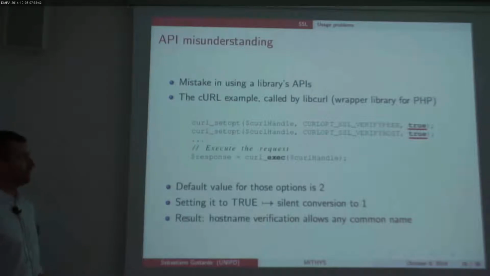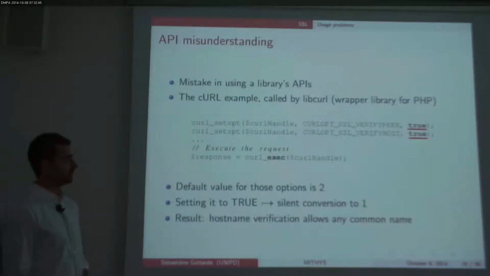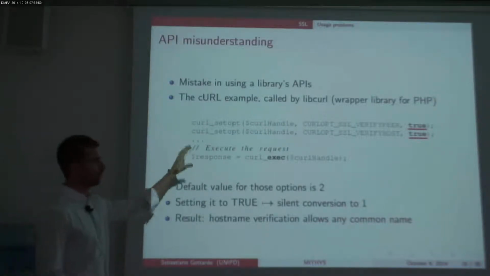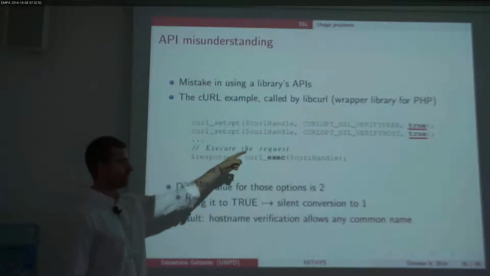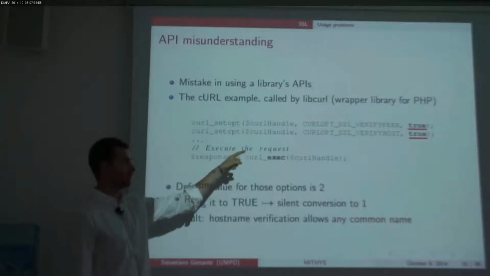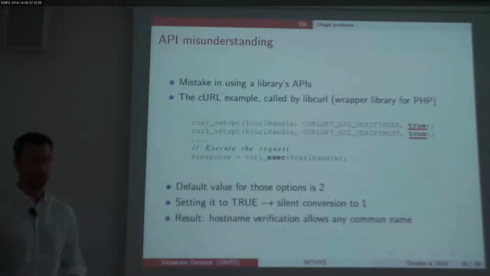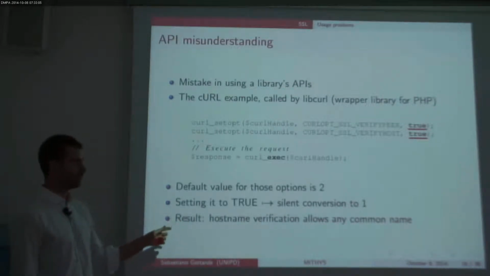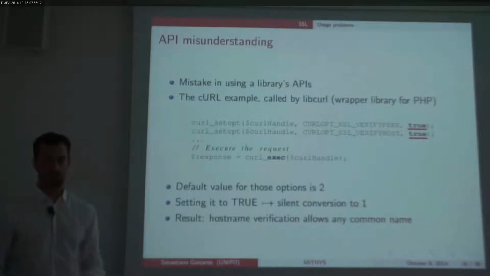Let's take these few lines of code from the libcurl library, which is a wrapper library for PHP. We don't know what this whole thing means. We just see that the SSL verify peer option and the SSL verify host option are set to true, which is something that we would like to be enabled. But what happens is that in PHP, the value true is automatically translated to 1, and the default value for these options to be enabled is actually 2. So 1 means do not do anything. So just skip the whole hostname verification and do not check for the certificate at all.